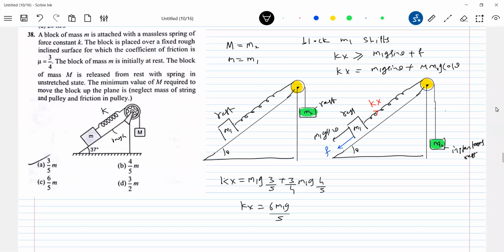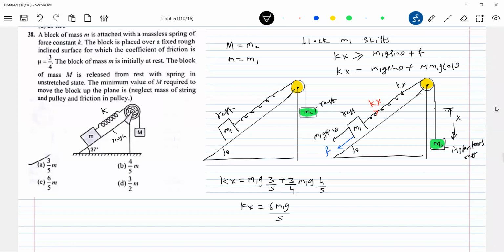So I release from rest, and let this be instantaneous rest here. To produce elongation x in the spring, how much should the block M2 descend? It should descend by a distance x here. So let's write the condition: the decrease in potential energy of block M2 is converted into the increase in elastic potential energy of the spring. When the block M2 reaches the lower extreme, the block M1 is about to shift here.